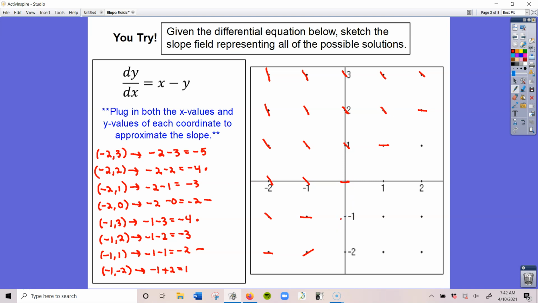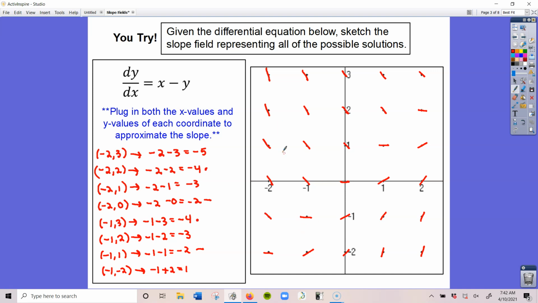And then these here will all be 1. That means that this one is probably 2. And you can check. If I plug in (-2, 0)... I'm sorry, (0, -2). If you do 0 minus -2, you would get 0 plus 2, which is 2. That means that this would be 3, and this one here would be 4. And this would be my slope field.